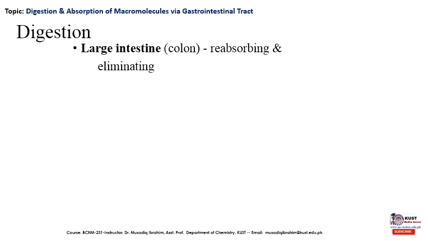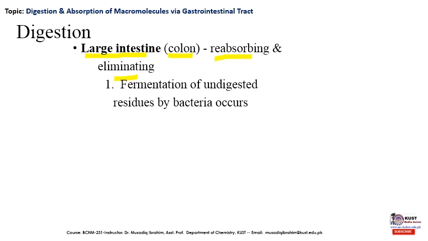Now in terms of the digestion process, after the small intestine comes the large intestine, which is also known as the colon. So what is happening in the large intestine is reabsorbing and eliminating processes. Along with it, the fermentation of undigested residues is taking place within the large intestine with the help of bacteria.